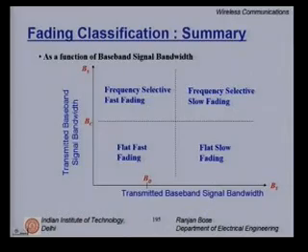Now, you can flip the coin and look at the other viewpoint, which is fading classification as a function of the baseband signal in terms of its bandwidth. So, here again I have two axes, but on these axes I have the BS. BS represents the bandwidth of the signal. Again I have 4 quadrants, but the lines that we draw are BD, the maximum Doppler spread, and BC, the coherence bandwidth.